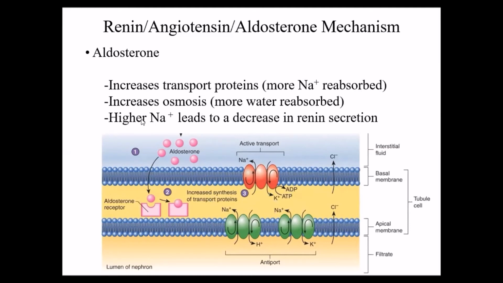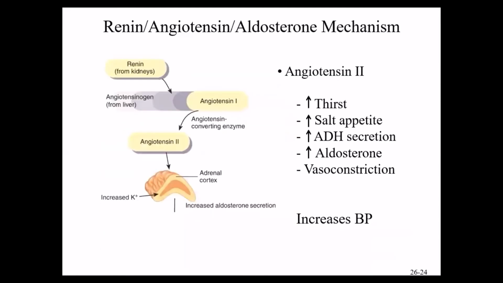There's also a negative feedback loop: the higher levels of sodium basically stop the production of the renin. When we said renin is produced here, what turns off the production of renin is having elevated levels of sodium. So once sodium goes up, that feeds back as a negative feedback loop and causes the renin to slow down production.